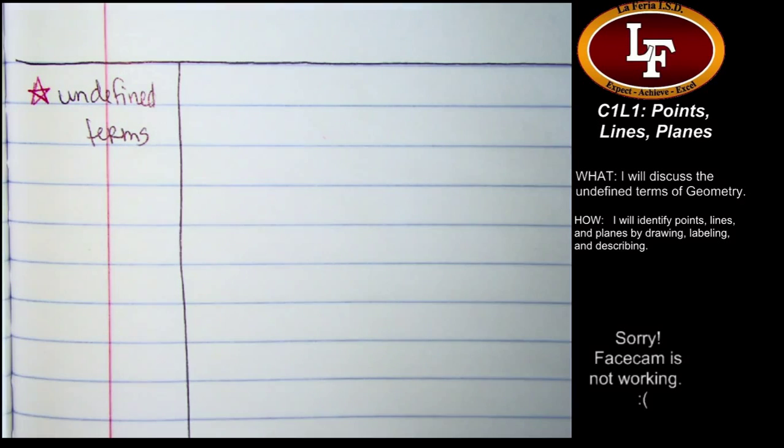These are the basic building blocks of any geometry. There's more than one kind out there. We're going to be focusing on one. It's called Euclidean geometry. Can you say that word?